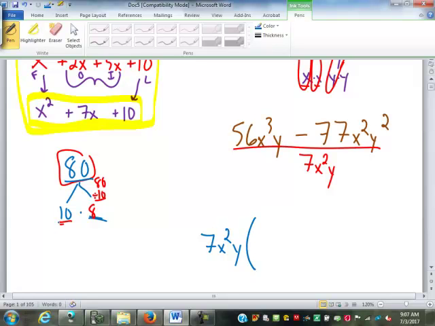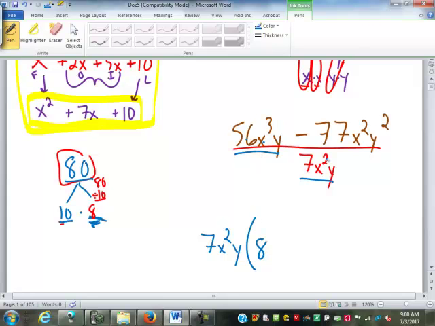Just like over here, when I took out the 10, I wanted to see what was left over. I took out a 7x squared y. I want to see what's left over. I'm going to divide. So 56x to the third y divided by 7x squared y. I divide the numbers. What's 56 divided by 7? 8.